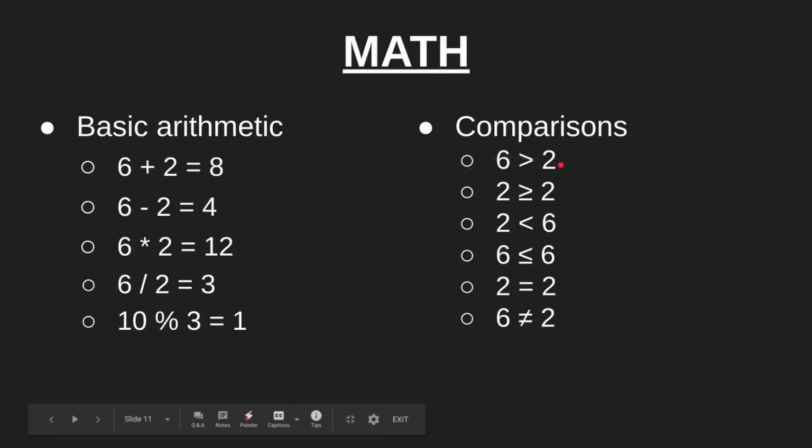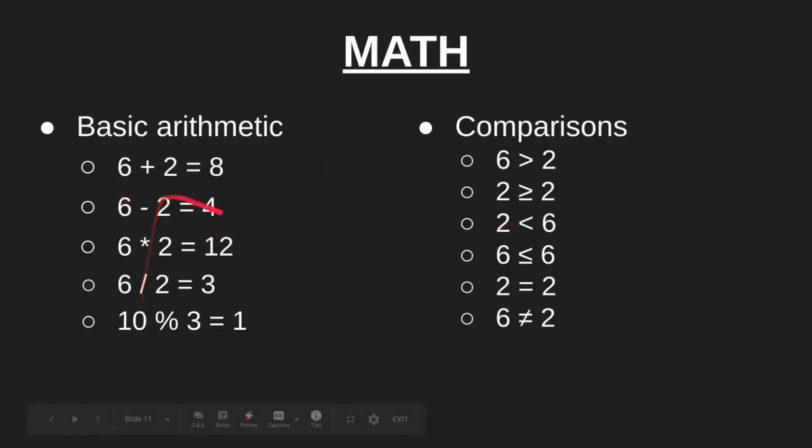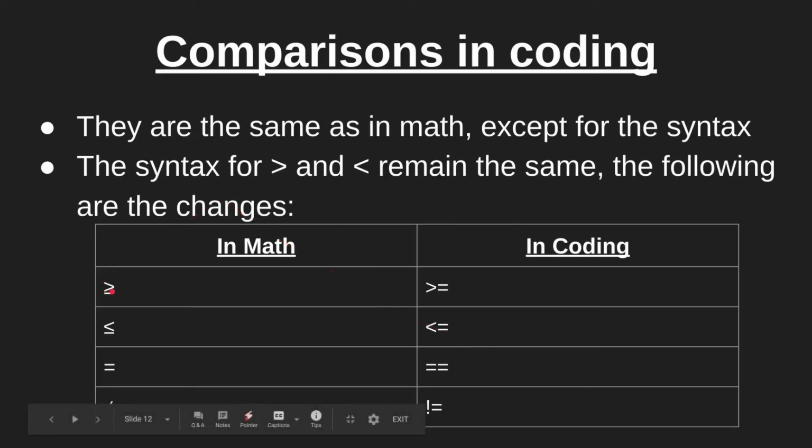And now comparisons, you can read through these simply. It's stuff you're definitely used to. So they are exactly the same in coding. The only difference, however, is the syntax. So everything on this side does not change at all. Everything here, it changes a little bit. So if we look at something like greater than or equal to, since we don't really have this key on a keyboard, instead we do greater than, equal to.